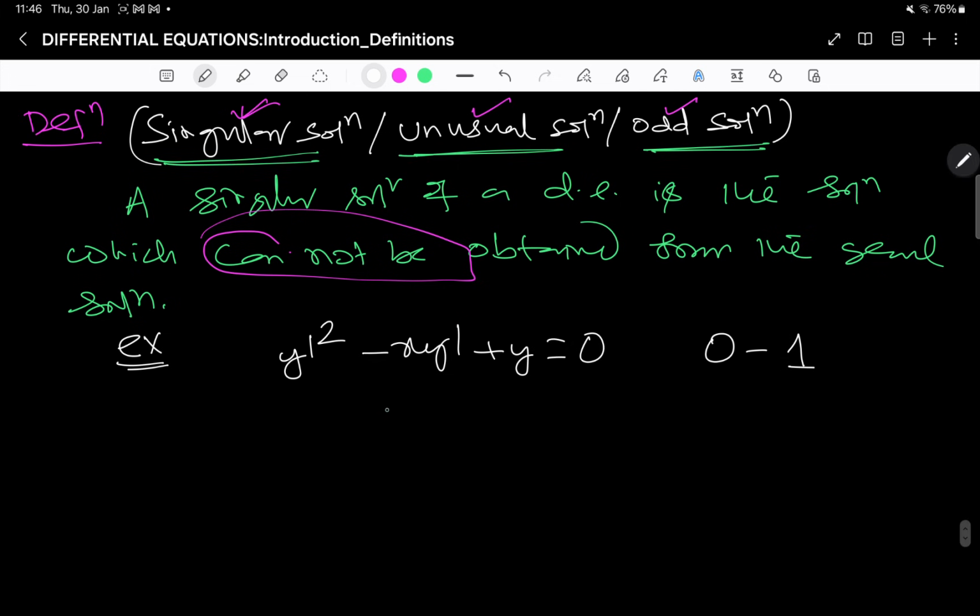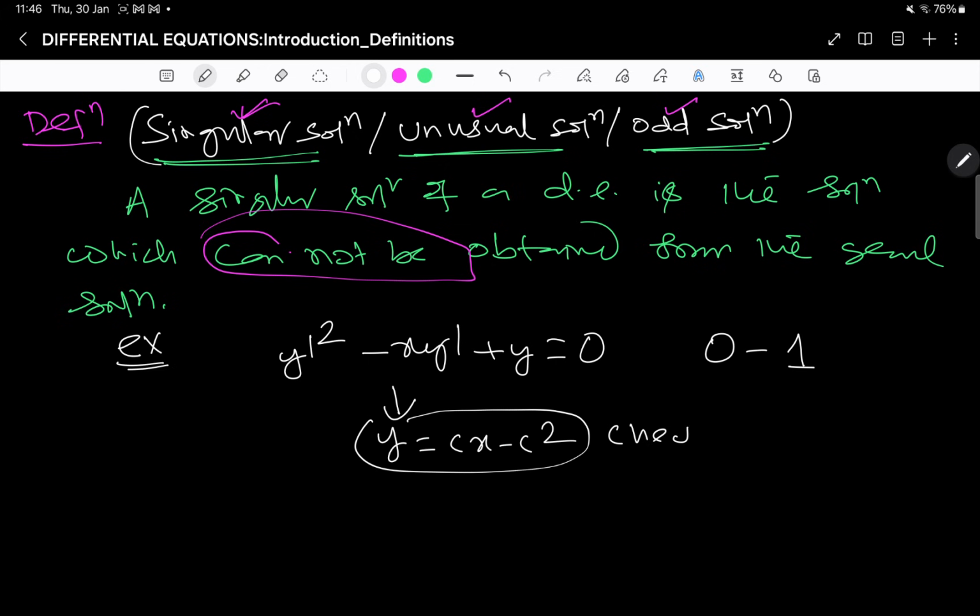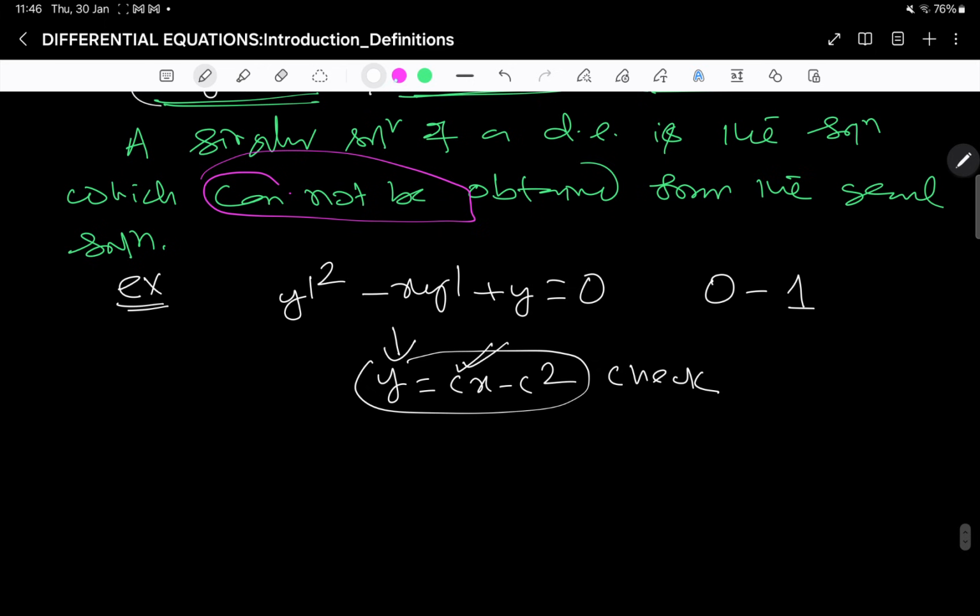If you check that y is equal to cx minus c square, you check it, and it must have how many arbitrary constants? Only one arbitrary constant, c. Okay, this is a general solution here.